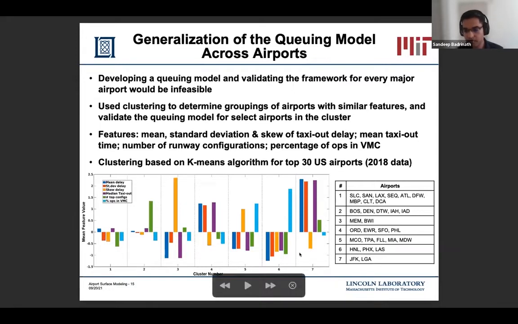We have validated queuing models for airports in each of these clusters. There are other models in the literature that have been validated for at least an airport in each of the clusters, thereby validating or generalizing the queuing model across all the airports.